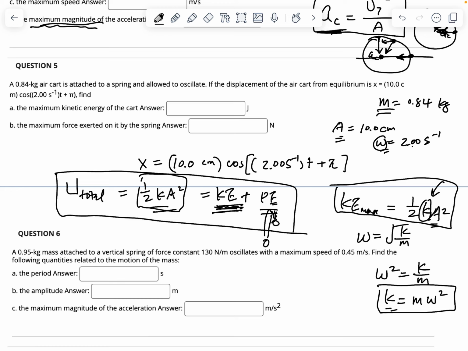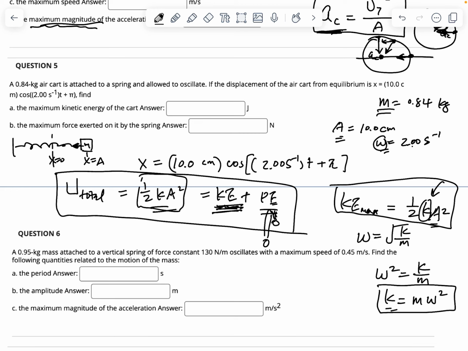Okay, so what is the maximum force? Maximum force happens when the object is at an extreme location. Here is the object, the mass. This is your equilibrium location. This is your x equal to A. So when you are here, you have spring force.